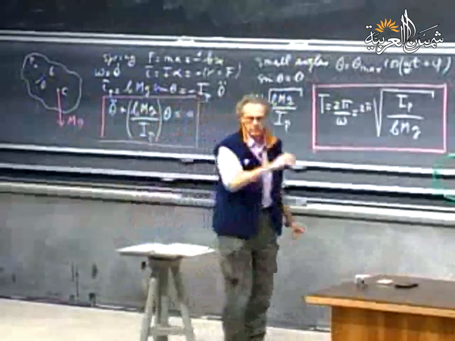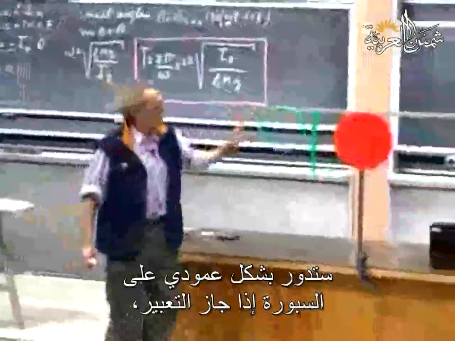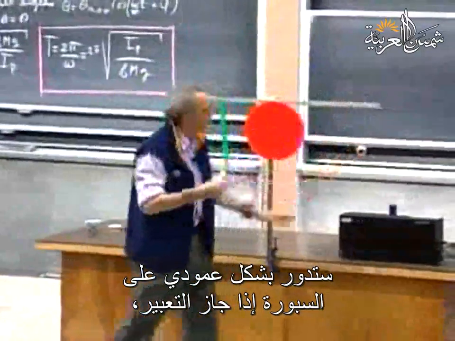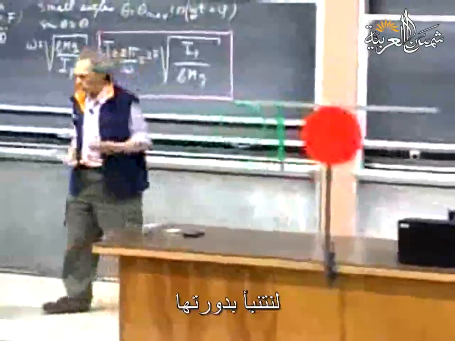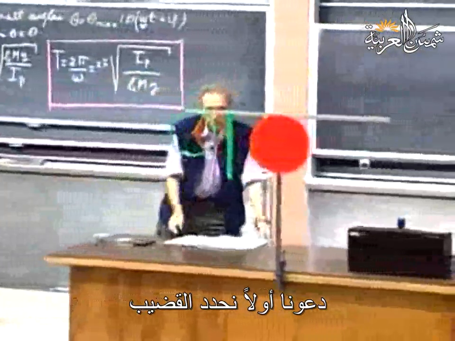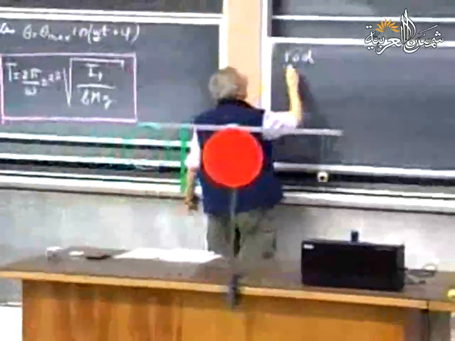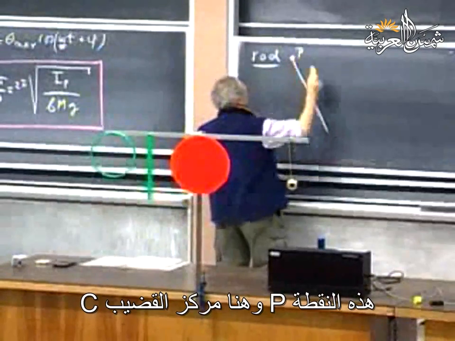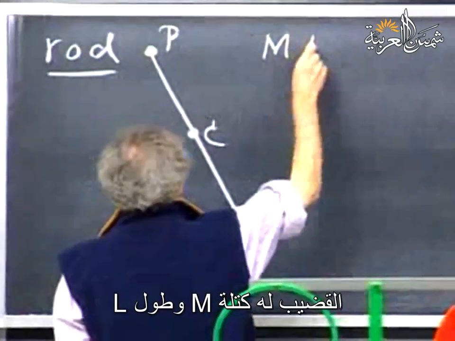I have 4 objects here, and they all have different moments of inertia. They're all going to rotate about an axis perpendicular to the blackboard, so to speak, and we're going to massage each one of them to predict their periods. Let's first go to the rod. So we first do the rod. We have the rod here. This is point P, and here is the center of the rod. The rod has mass m, and it has length L.